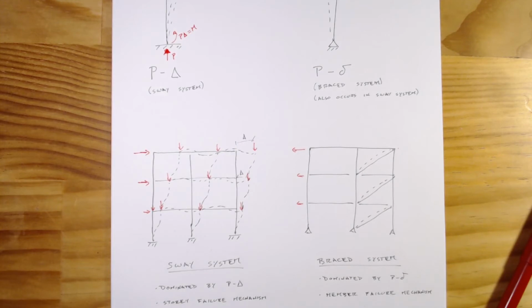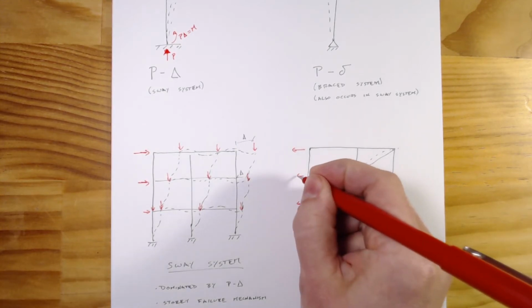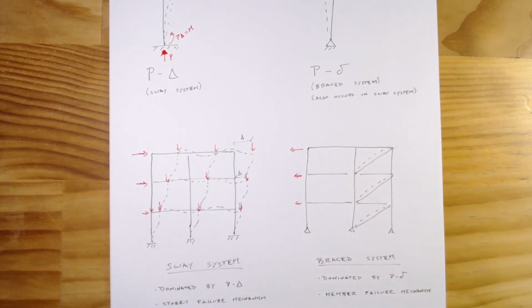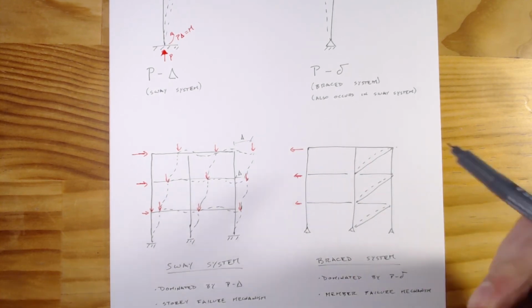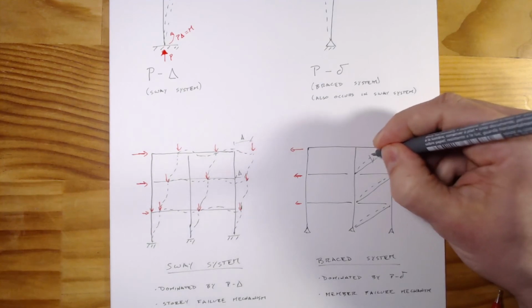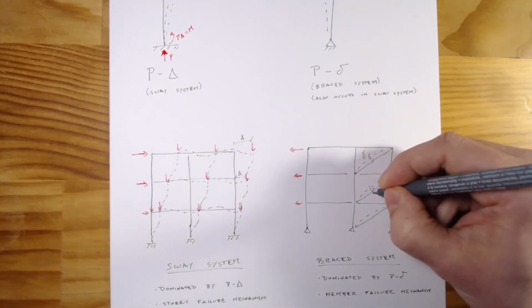Now contrast that to a brace system, and I've drawn the earthquake forces going the other direction, so the braces are in compression here, and you'd see, we've got our little delta here.